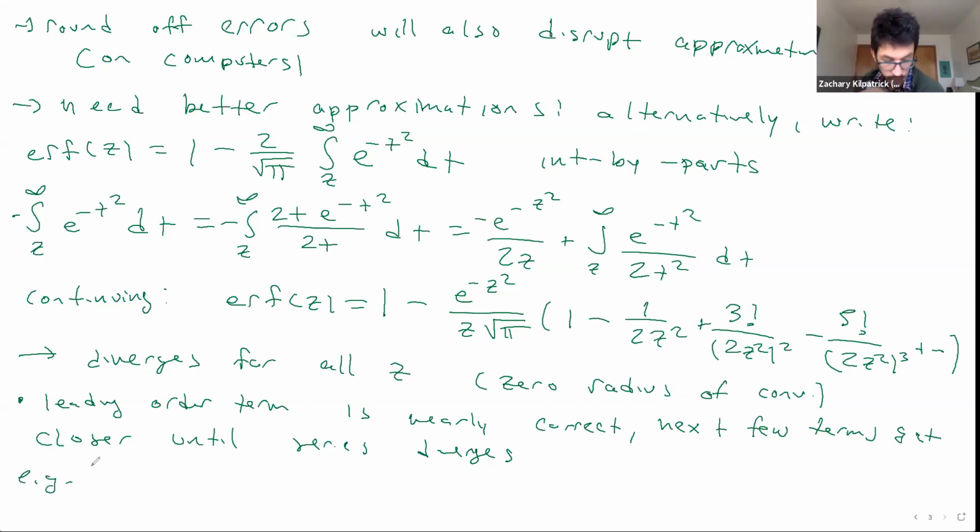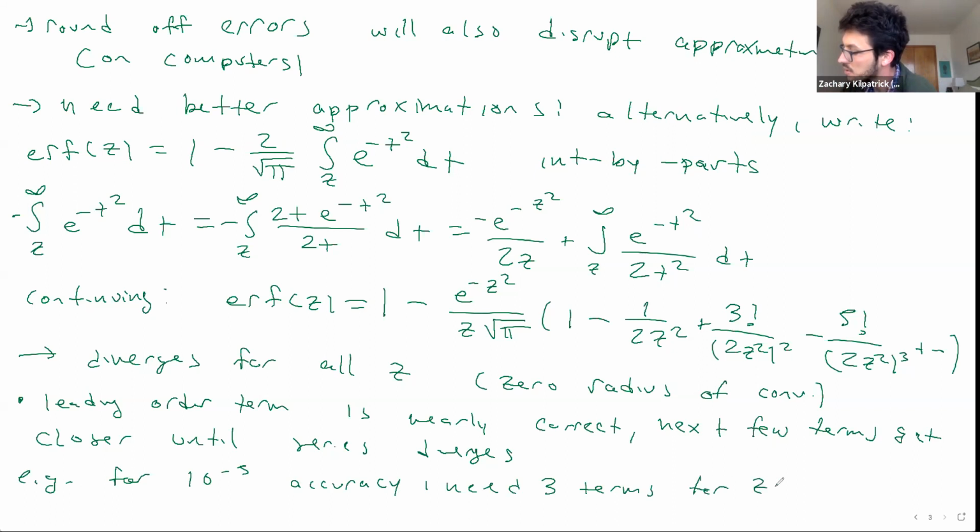Okay, so sure, it works for larger values of z better, but it will still work for small values of z. So for 10 to the minus fifth accuracy, we just need 3 terms for z equals 2.5, and in fact only 2 terms for, let's say, z equals 3. Okay, so you can plug everything in and work it out, but the point is in general that you need way fewer terms in this case, and this looks a lot different, right?